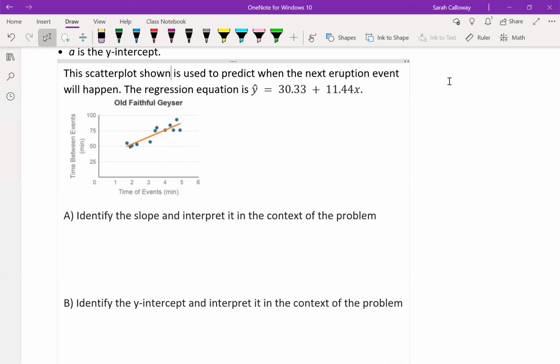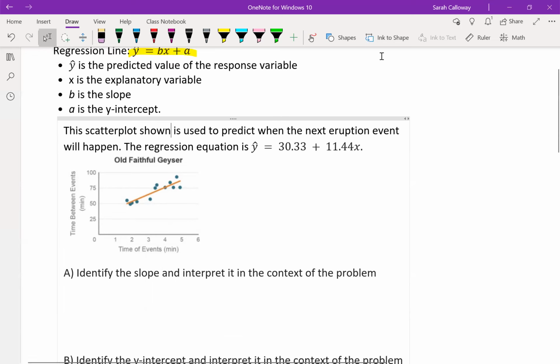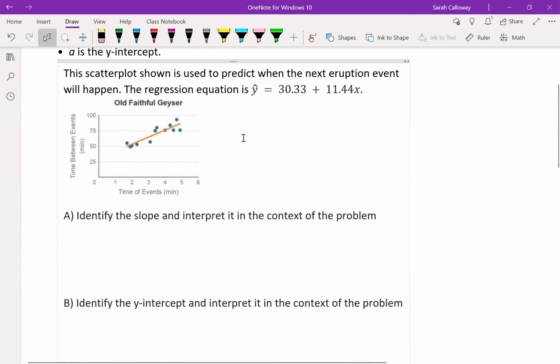And so the x-axis, or the explanatory variable, is the time of the event in minutes. So this is how long the eruption lasts. And then the response variable is the time between events. So how much time until the next eruption will happen.